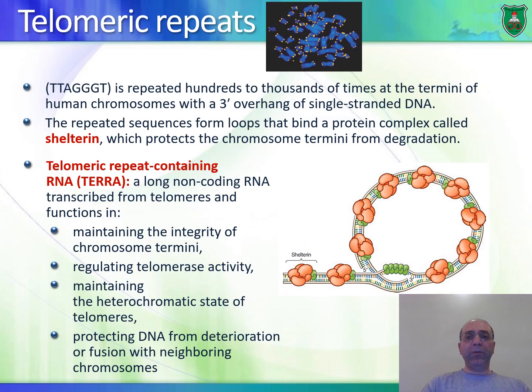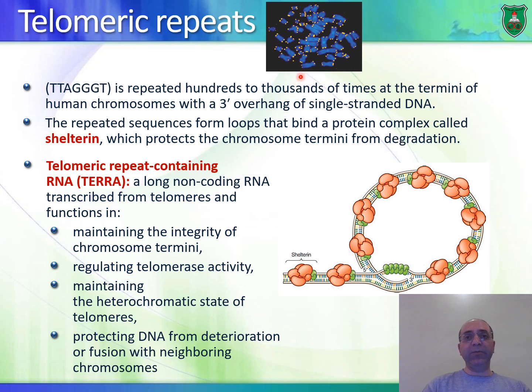Now, there are other repeats, and we talked about these repeats before. These are the repeats that exist in telomeres. Now, telomeres are, again, at the ends of chromosomes. Telo means end. So these are the regions that are located at the tips of chromosomes.